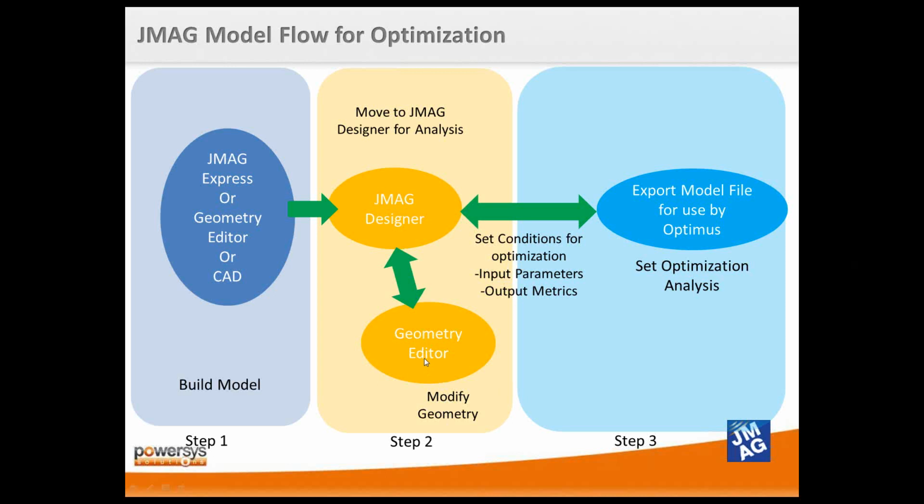So again, we're able to optimize geometric properties on these models. We can also link back to that CAD model if we have a separate CAD link. So again, if we have a direct link to a program such as SolidWorks, we're still able to optimize geometry by linking back to the original SolidWorks model. Once the conditions for the optimization have been set, we can export the model file, and then Optimus would use this same JMAG model file for the optimization analysis.